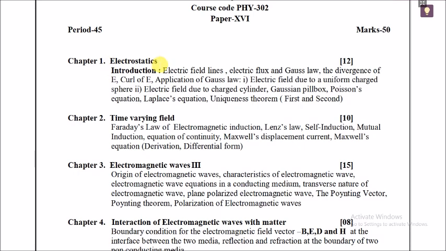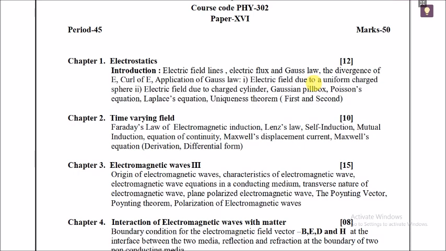In this electrostatics chapter we first take the introduction, in which we study electric field lines, electric flux and Gauss law, in which again the divergence of the electric field and curl of the electric field are given. According to that, we take different applications of these electric fields, curl and divergence. So what are the applications?